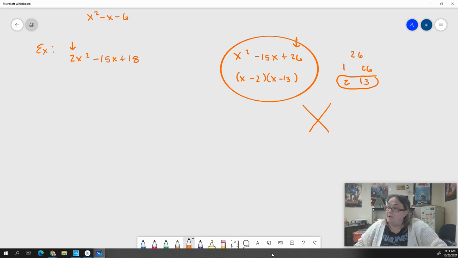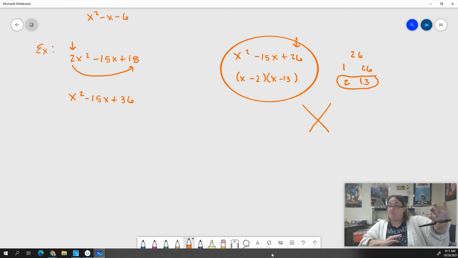So the first thing that I would do in this situation is take this 2 and multiply it to the 18. And I would rewrite the problem as x squared minus 15x plus 36. We're going to put that 2 back in at the end, right? But for right now, we're going to deal with it like it's a problem that has an a equal to 1. And we are going to take our factors of 36.